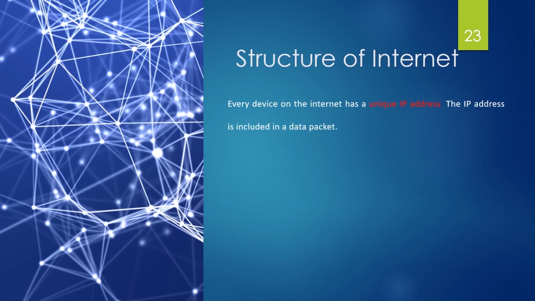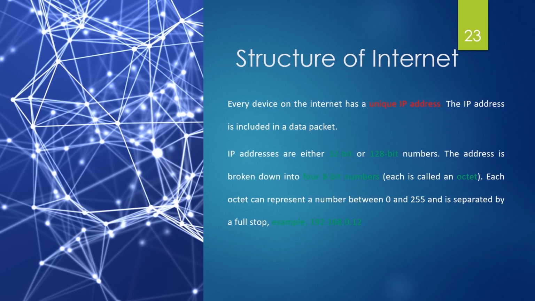The structure of the Internet. Every device on the Internet has a unique IP address. The IP address is included in a data packet. IP addresses are either 32-bit or 128-bit numbers. The address is broken down into 4 8-bit numbers, and each is called an octet. Each octet can represent a number between 0 and 255 and is separated by a full stop. For example, we have 192.168.0.12. To find your IP address, you can use the ipconfig command line tool.